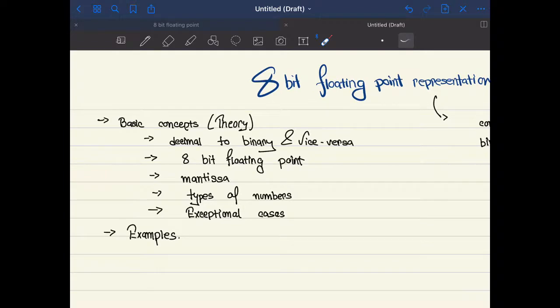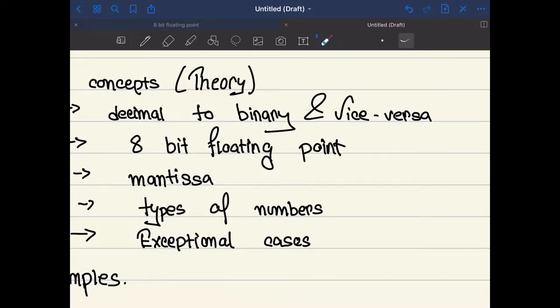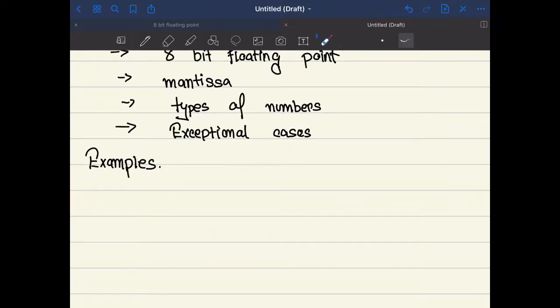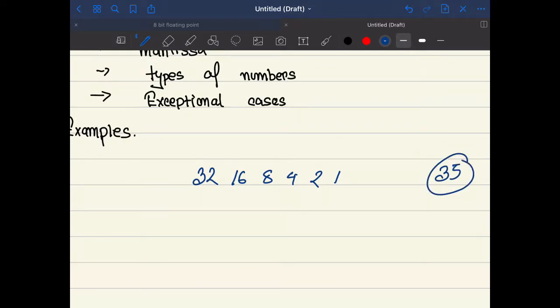Before diving into how it works, we have to understand some theories or basic concepts. The first one we'll be covering is decimal to binary conversion and vice versa. From your early courses or school lectures, you might remember that to convert a decimal number to binary, we have a cheat, which is writing this: 1, 2, 4, 8, 16, 32. Let's say you want to represent 35, a decimal number, as a binary number.